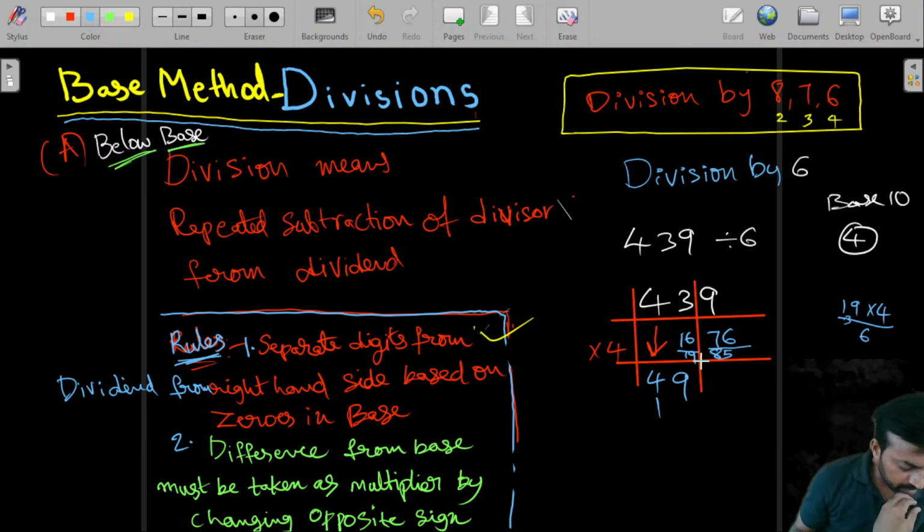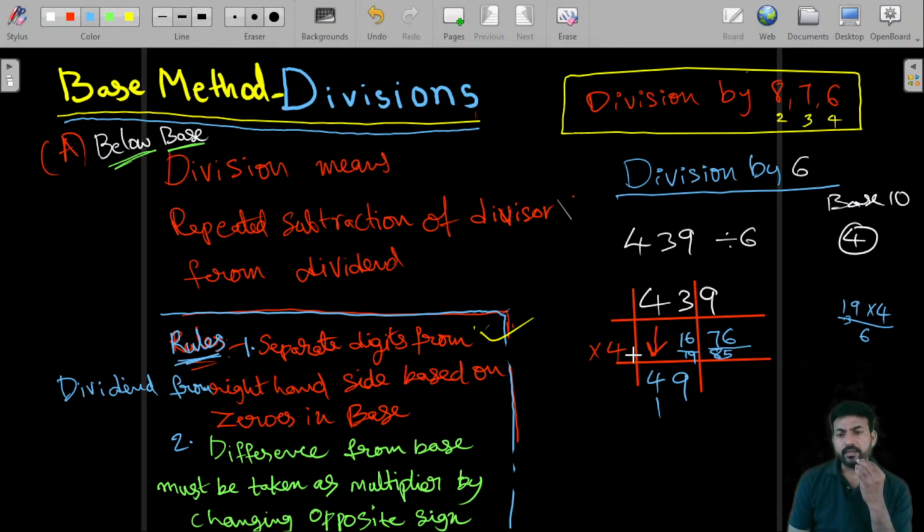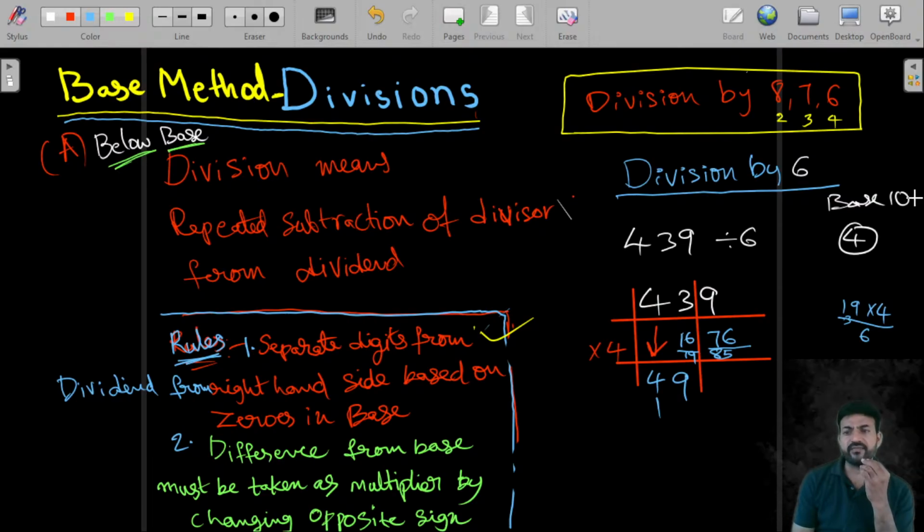Jay Bharati, concentrate, you will get very easy one. So I am explaining here division by 6. First bring down first digit as it is and multiply by this multiplier. Why 4? Because difference between base and divisor is 4. So that is the reason base is 4 more than divisor. So if base is more, you have to take positive number. If base is less, you have to take negative number.